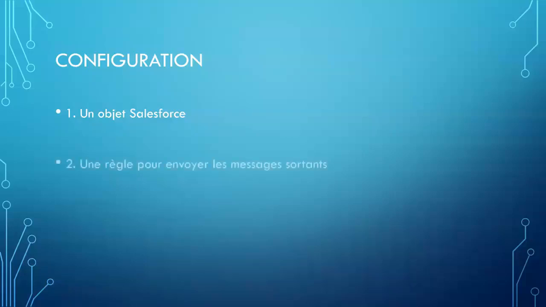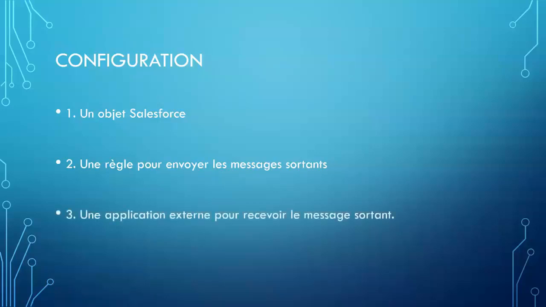The second thing needed is a rule associated with the outbound. The purpose of this rule is to filter the data that you don't want to send with the outbound message. And finally, the last thing needed is an external application that will receive the outbound message. Here you can use, for example, a Heroku application that will receive the outbound message and process it. It can, for example, store its data in a database for later use.